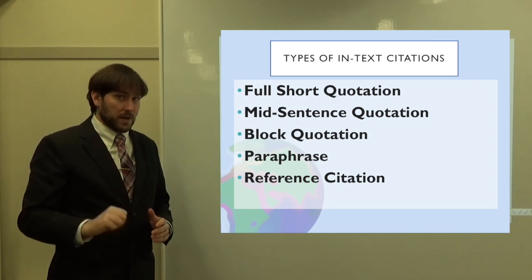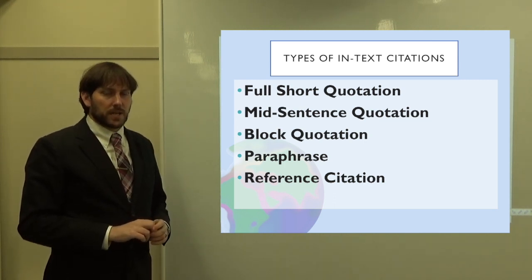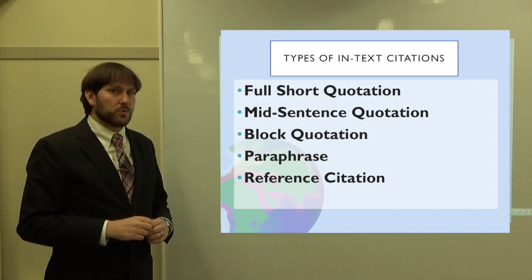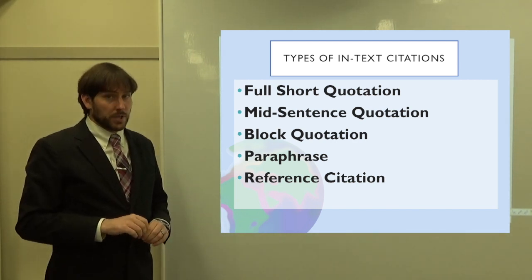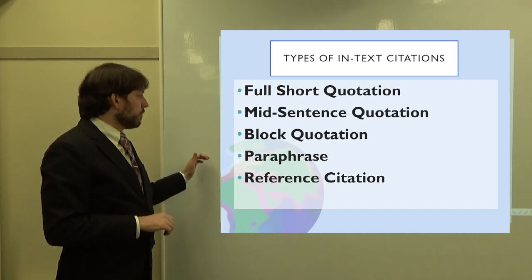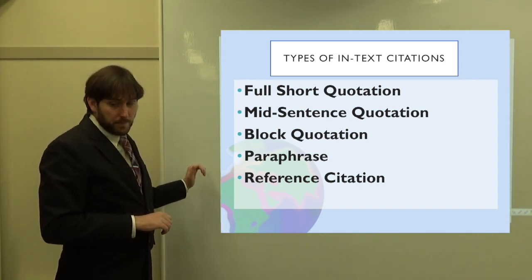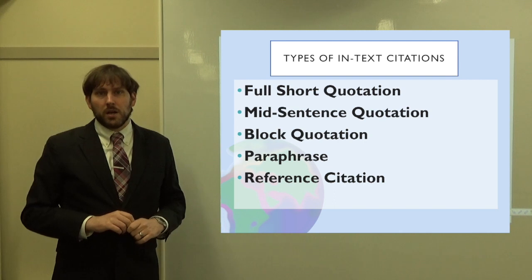Fourth one is a paraphrase. Paraphrasing is when you change their quote into your words. So you don't write their words, you write only your own words in your paper, and then you put the in-text citation. Finally, a reference citation.